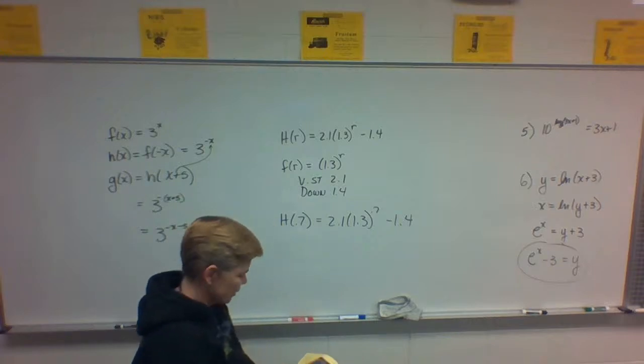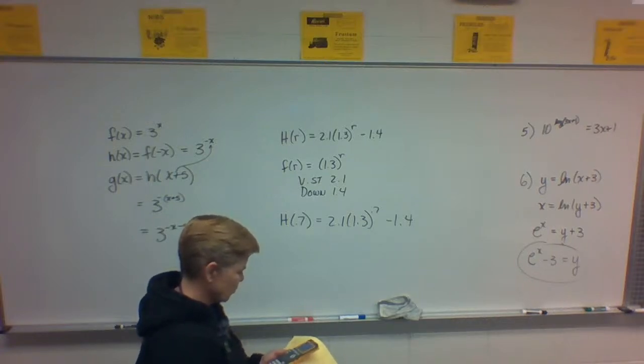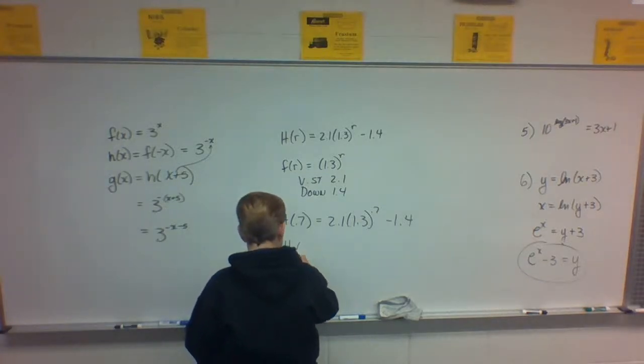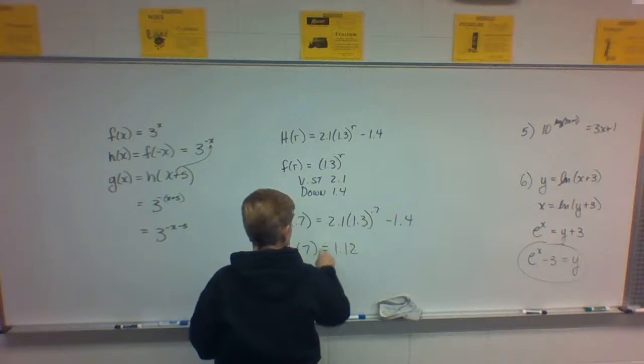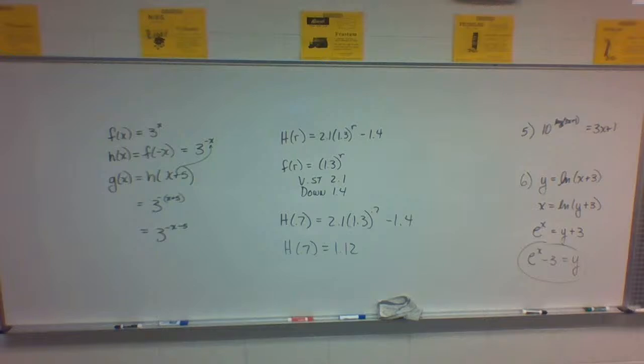And your calculator can do all this all at once if you put it in exactly the way you see it there. 2.1 parenthesis, 1.3, close it, raise to the 0.7, get out of that exponent, and then subtract 1.4. And I get 1.12, about. So you put a dot on that, which indicates to your reader that you know you approximated. You don't have to do that. It's good math to do that. You understand how that one's going to go?